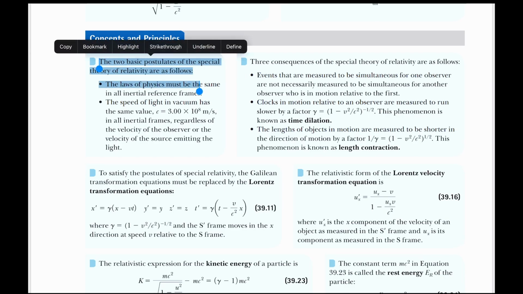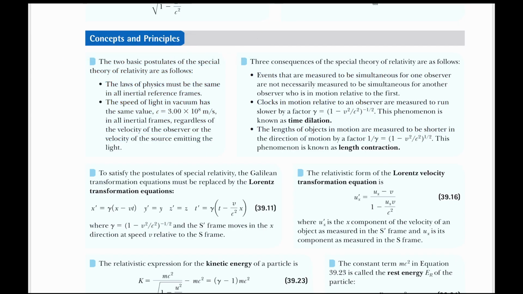Two basic postulates of special relativity. Maybe this is important. Laws of physics must be the same in all inertial reference frames. Okay, we did talk about frames of reference. Inertial reference frame, though, I'm not sure if it's too helpful here. Speed of light in a vacuum has the same value, 3 times 10 to the 8 meters per second in all inertial frames, regardless of the velocity of the observer, of the velocity of the source emitting the light. Okay, it seems kind of roughly helpful. I mean, I did remember this fact. Light speed is this distance, but still, I'm not too sure how to use this to solve my problem. Let's take a look at this.